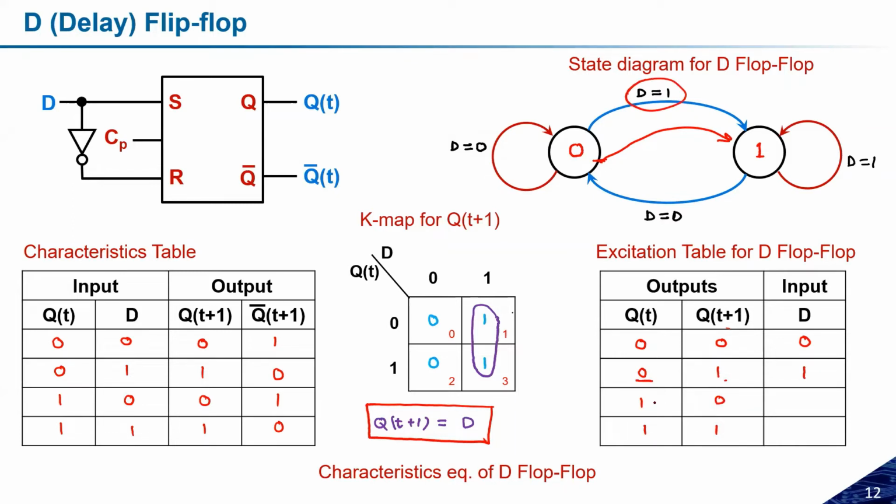Similarly, in this case qt was 1 and qt plus 1 becomes 0, and the condition was d is equal to 0. And the last case is 1 and 1, and this becomes d is equal to 1. So this is how the excitation table for the D flip-flop will look like. This is a really very important table that is needed for the counter designing person. So this is how we can make the D flip-flop state diagram and the excitation table.